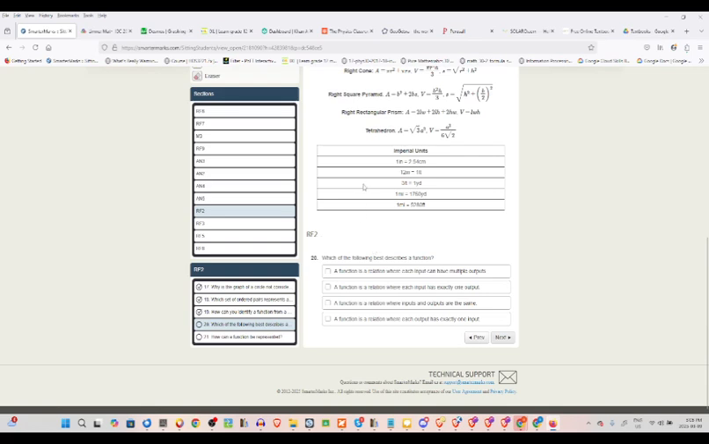Which of the following best describes a function? Each input has exactly one output. These are fairly similar questions. Finally, how can a function be represented? Well, we can use a graph or a table or an equation. They are all valid.